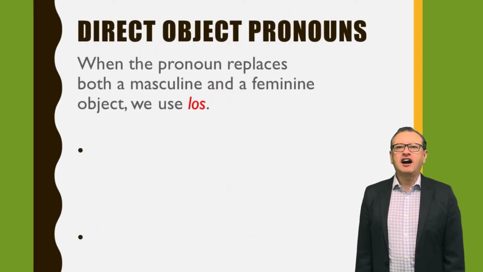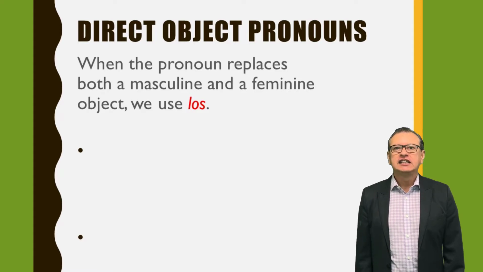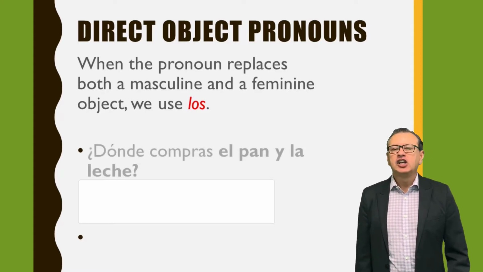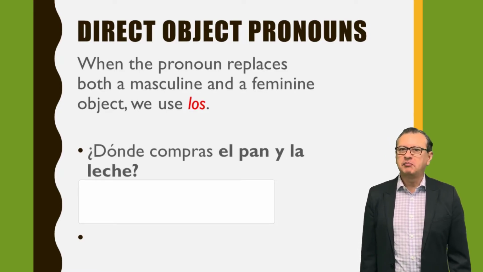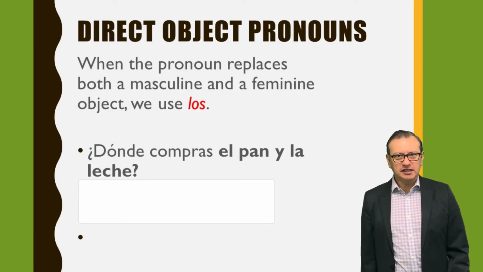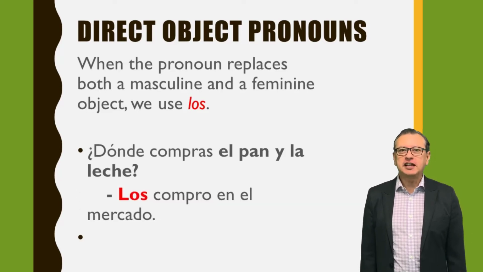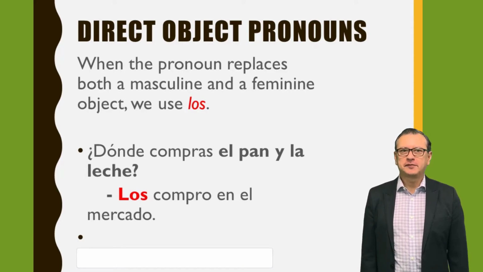When two objects are present in the same sentence, one feminine and one masculine, the masculine will dominate. For example, take a look at this sentence. ¿Dónde compras el pan y la leche? Where did you buy bread and milk? Take a look. Bread is masculine, milk is feminine. I could have said lo and la, but when I put them together, I say: los compro en el mercado. Good. I use los to replace both of them.